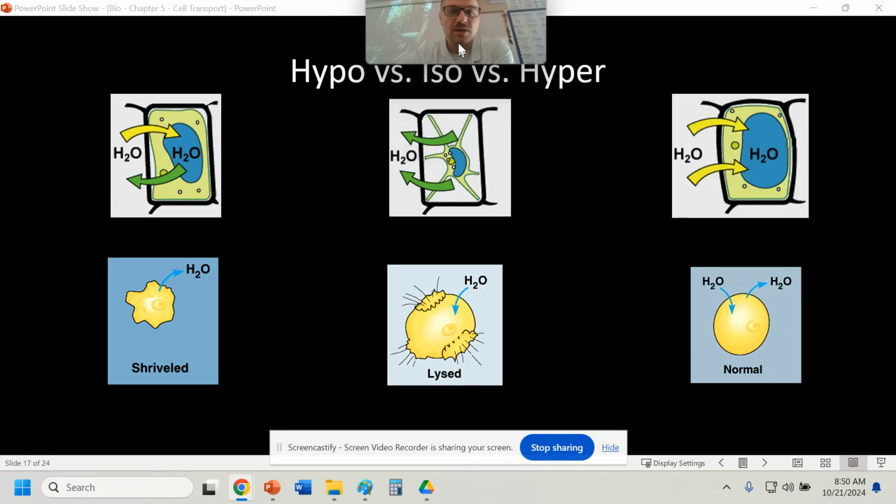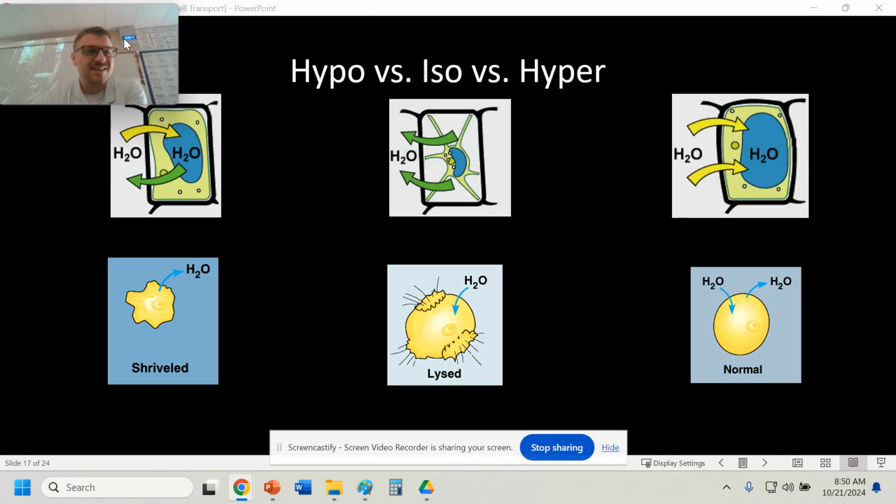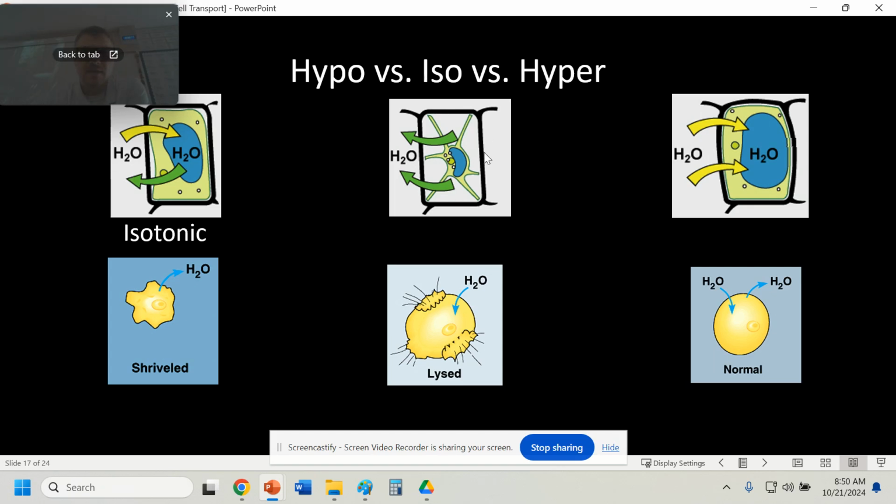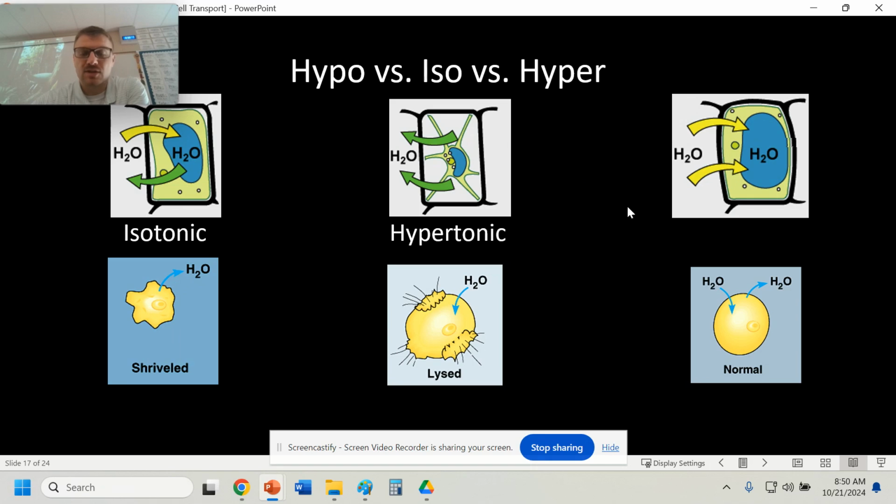All right, hello everyone. We're going to do a quick quiz on this content here. You can see we're going to go over hypo, iso, and hypertonic solutions. So looking at this one right here, you can see there's an equal exchange of water. That means that this one is isotonic since water is going in and leaving and that cell remains the same size. This one right here, you can see water is leaving the cell. That means that the cell is going to shrink, which means this is a hypertonic solution.